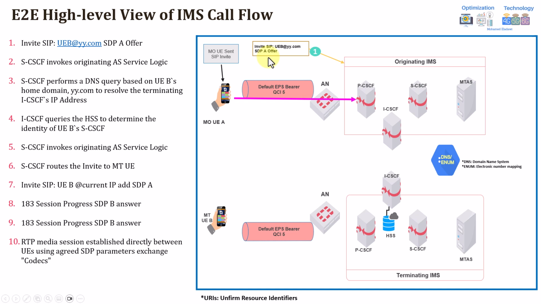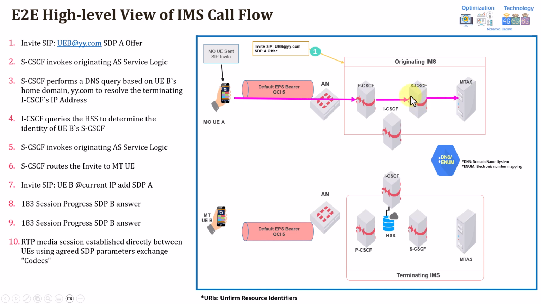So the MO user will announce that I'm supporting this kind of codec range. For example, I'm supporting wideband AMR from 12.2 to XYZ, or I'm supporting narrowband and wideband, and they will give all the codecs supported by the mobile originating. So this is called the SDP offer. This message will be forwarded to the proxy CSCF, and as I mentioned before, the proxy CSCF is the first point of contact. Then the CSCF will forward the same information to the serving SCSCF, right?